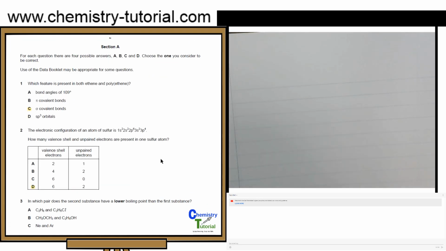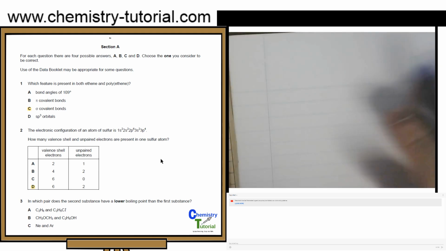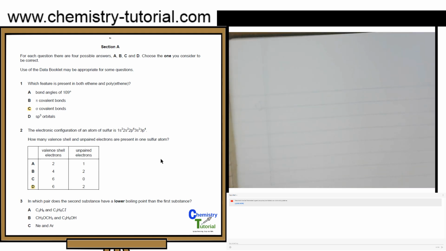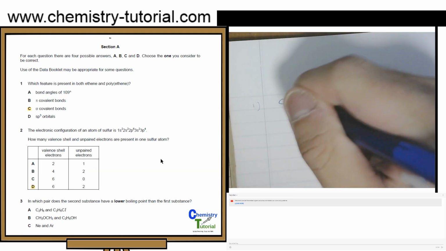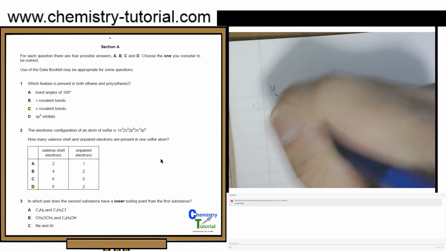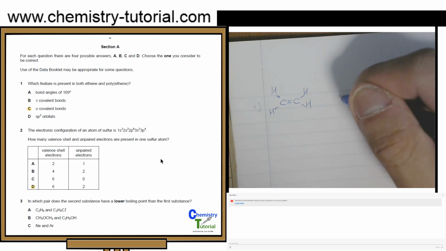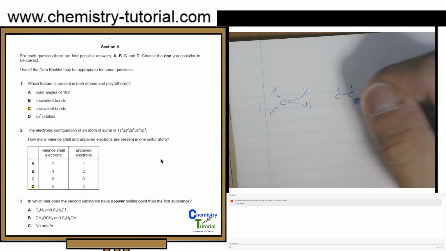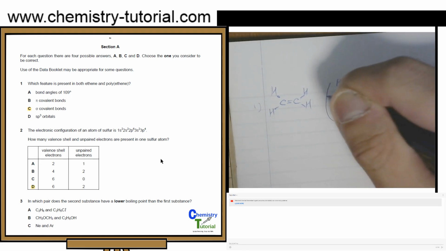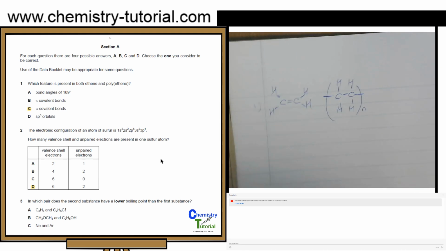Question 1. Which feature is present in both ethene and polyethene? Now, ethene is an alkene. So, ethene looks like this. Whereas polyethene is our polymer. Usually, we represent polyethene as follows. Its repeating units will look something like this, assuming we have n units.